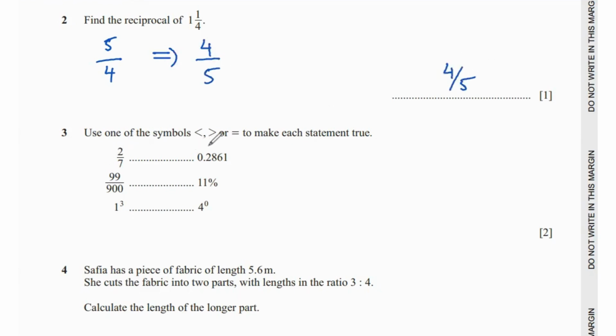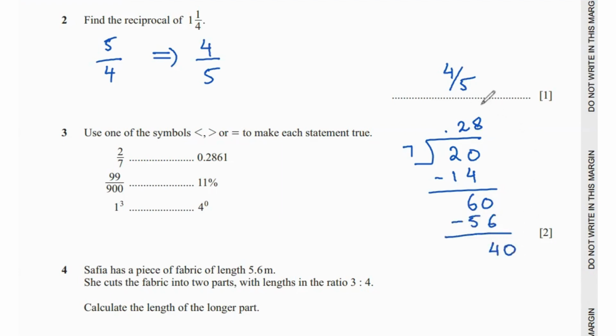Question 3 says use one of the symbols less than, greater than, or equal to make each statement true. So 2 over 7 is basically 2 divided by 7, 14, 6, add another 0, that's 8, because 56. 4, add another 0, that's going to be 5. So 0.285. I'm going to stop at 3 decimal places. So this is obviously smaller than 0.2861.